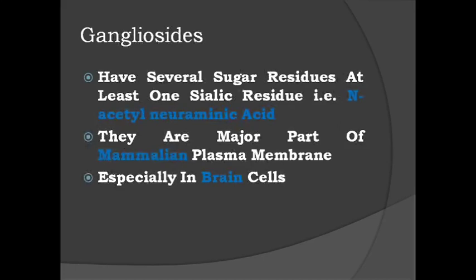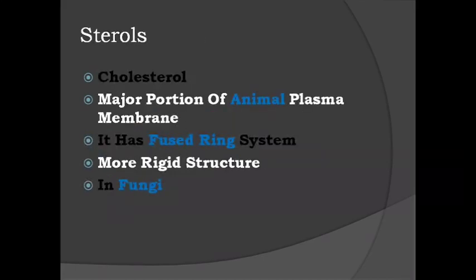Now comes the third category of membrane lipids, that is sterols. Cholesterol is a major constituent of the plasma membrane in animals. It is a fused ring system, which makes it more rigid. It is a metabolic precursor of hormone synthesis. Steroid hormones can be synthesized from the cholesterol molecule.